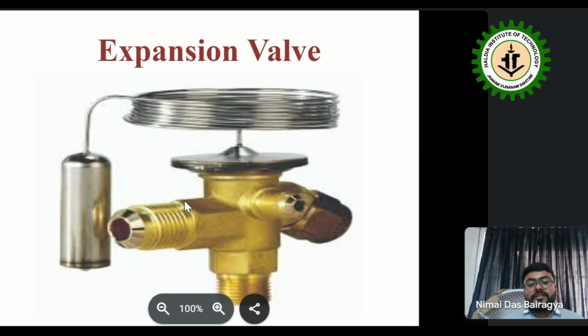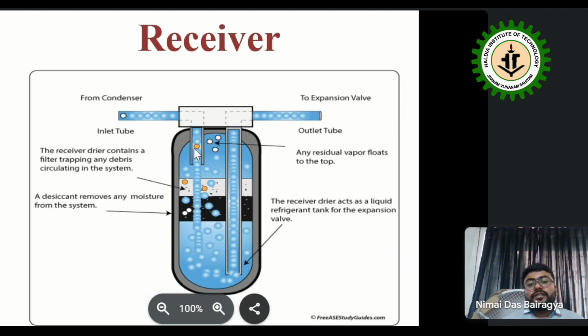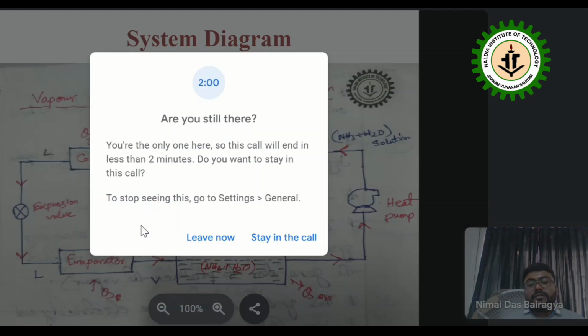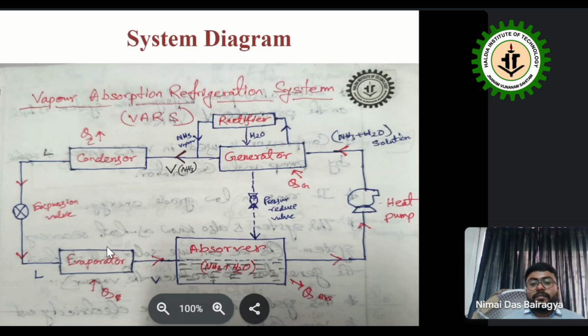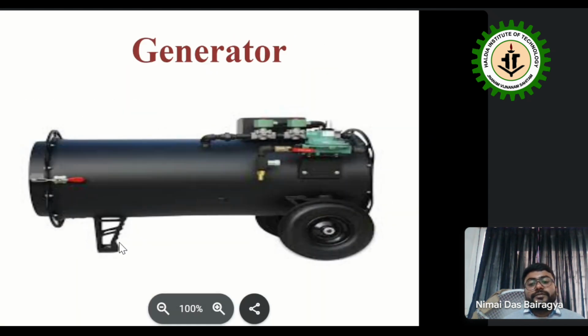Next, expansion valve. As we said previously, by suddenly opening this expansion valve, the high pressure liquid ammonia solution or liquid refrigerant turns into low pressure chilled liquid solution. Next, evaporator. We can see that from its surroundings it absorbs heat and turns the liquid solution into vapor. So this is the working principle of the evaporator, and it brings out the refrigeration effect which we need.